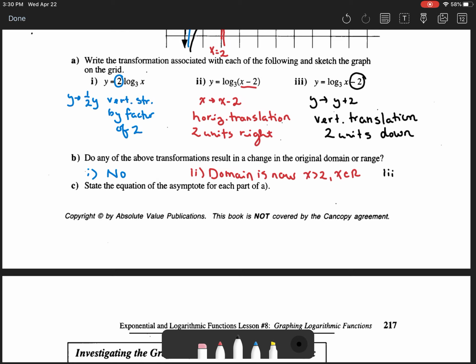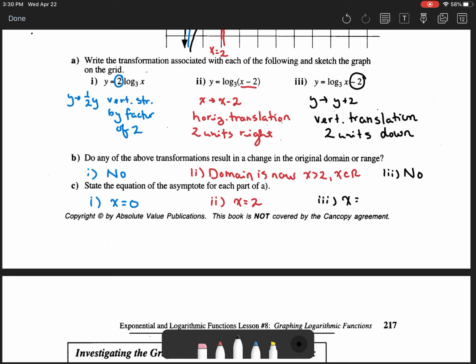So the domain is now, everything was moved 2 units to the right. So before it was x is greater than 0, now it's x is greater than 2, x is an element of the real numbers. And for the black graph, or the third one that I sketched, no, there are no changes. So just moving the graph left and right changed the domain on the second function. That is it.